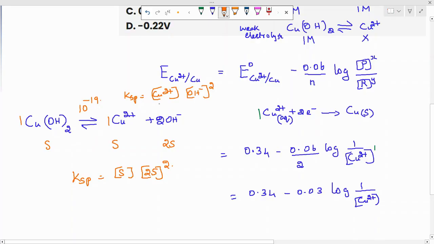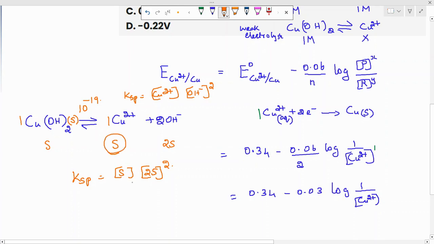Solubility product formula will be like this. For any sparingly soluble salt in the solid state, which has ions like this, the solubility product has the formula like this. So we are having the formula like this, but anyway, here what they are asking, what we need.